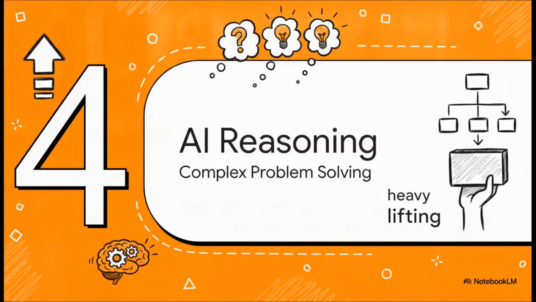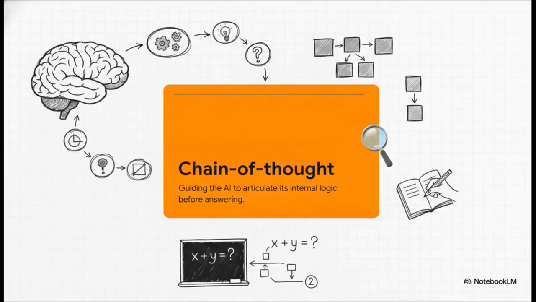Section 4. Step-by-step AI reasoning. Complex problem solving. Now, if you really want the AI to do some heavy lifting, this right here is your pinnacle technique, chain of thought. This guides the AI to articulate its internal logic and intermediate reasoning steps before arriving at a final answer. By forcing the AI to basically show its work sequentially, you drastically reduce logic errors and those weird hallucinations we sometimes see. It literally prevents the model from just wildly jumping to incorrect or mathematically flawed conclusions.